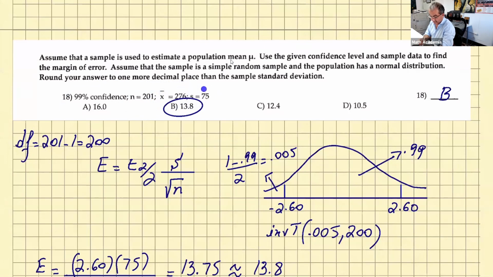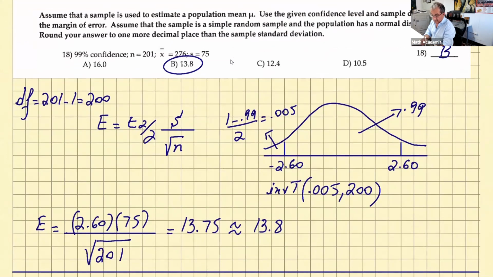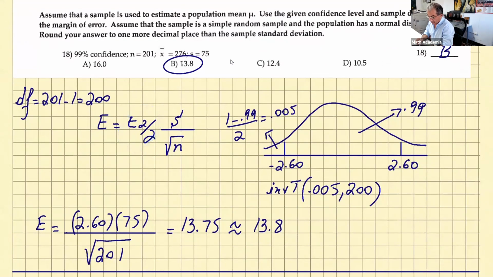Be very careful here because s is given. When we're given s, then we have to use t. Do not use 2.575 for this problem. You have to find the critical value. So again, if it's 0.99, the area in the tail is 1 minus 0.99 divided by 2, and that's 0.005. You get negative 2.60 if you use your calculator.